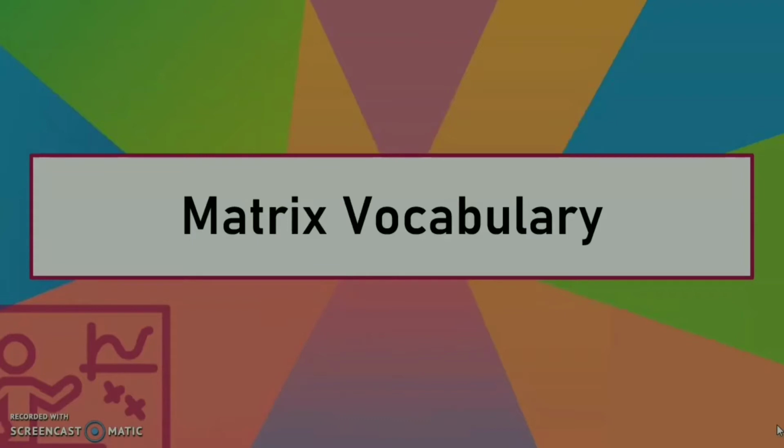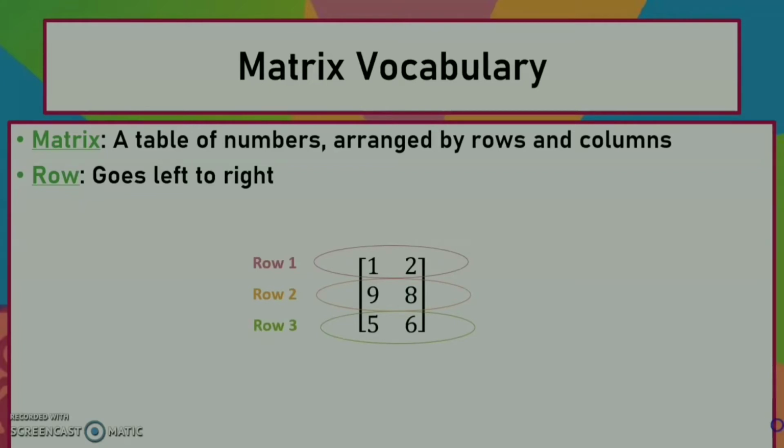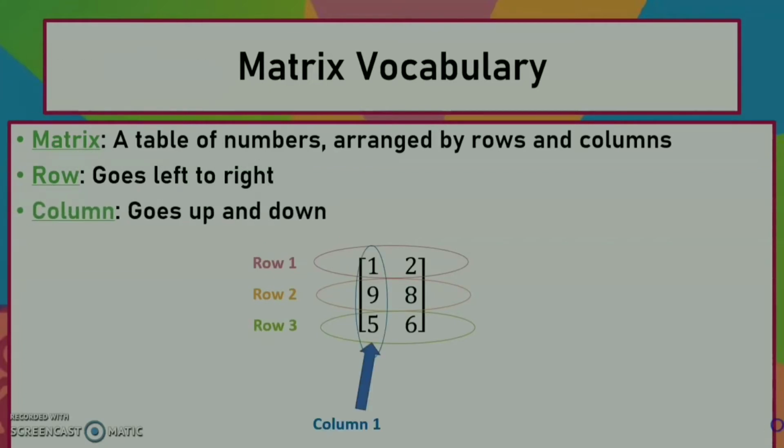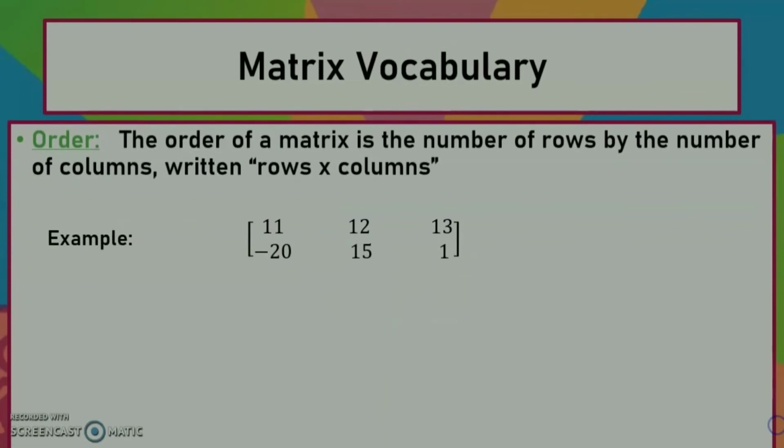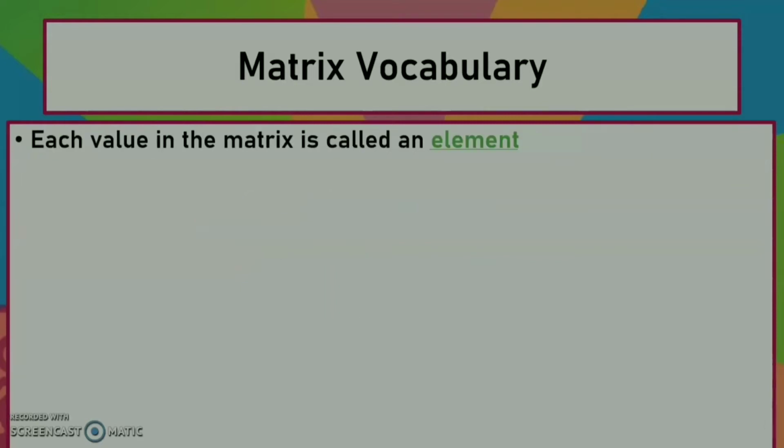A matrix is just a table of numbers arranged by rows and columns, and usually set inside of brackets. Rows go from left to right, columns go up and down. The order of a matrix is the row by, written with an X, the column. For example, a matrix with 2 rows and 3 columns has an order of 2 by 3, which is written 2x3. Each value in the matrix is called an element.